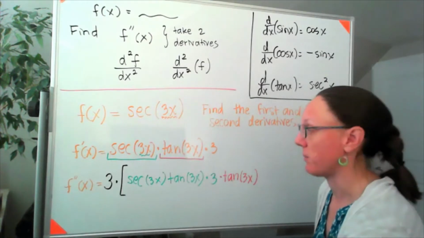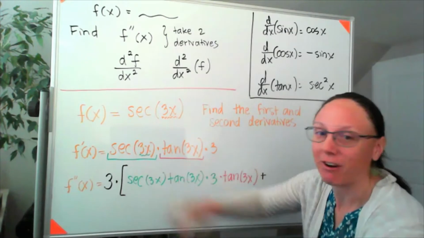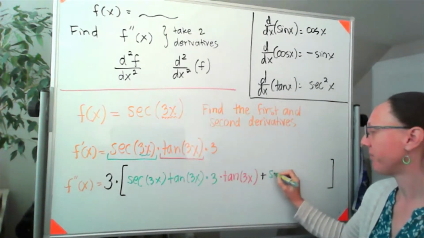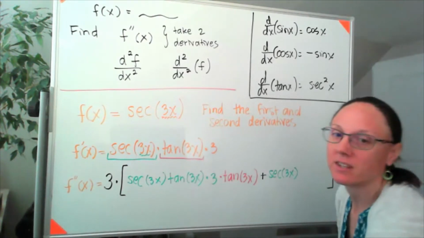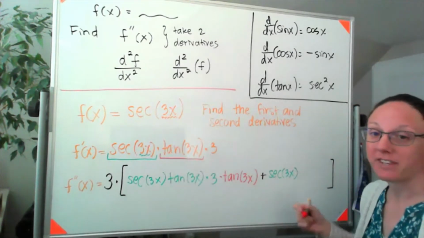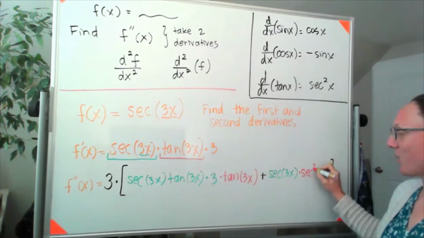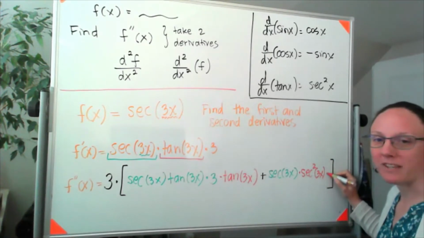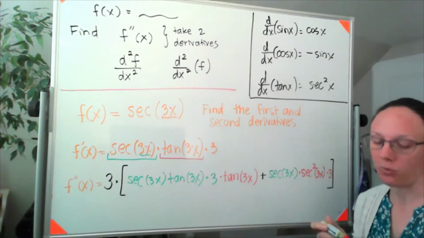Ooh, I might run out of space here. Plus, we leave our first piece alone, so we'll just have secant of 3x times the derivative of our second piece. And the derivative of tangent of something is secant squared of that something. And then that chain rule piece means I need to multiply by the derivative of the inside, which is 3.